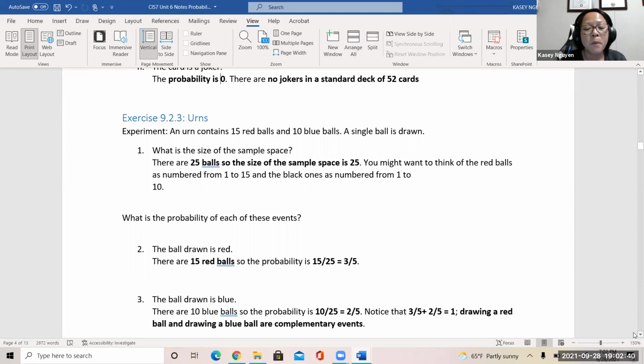What if I wanted to get a blue? So if I want to draw blue, then I can take 10, which is what we see in the original experiment scenario here, divided by 25, which gives me 2/5. And you can notice that 3/5 plus 2/5 gives you a 1. And if you have taken statistics, they also address probability and statistics. So what you would see is that that would be 100%. So the red and the blue combined is going to be one entirety. So they are always going to complement each other. That's important to note because we're going to come back to this in a future chapter and we're going to see the complement of it.